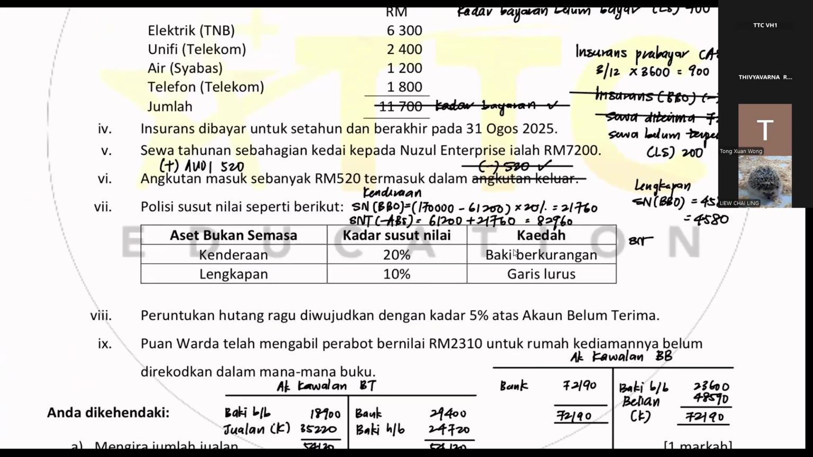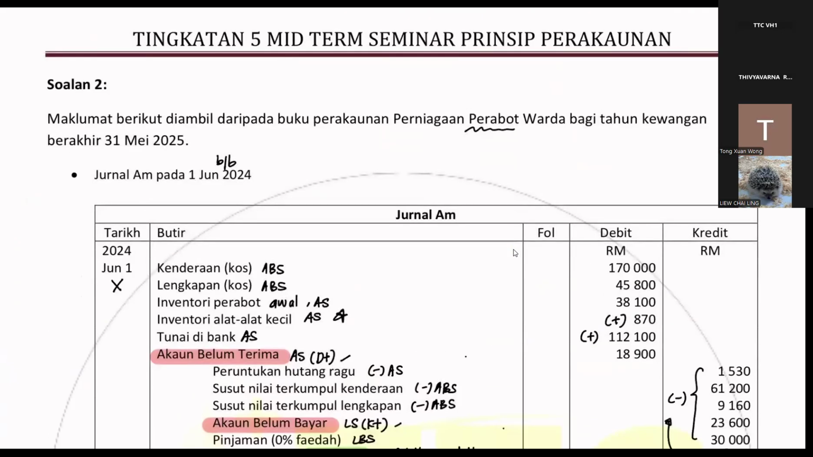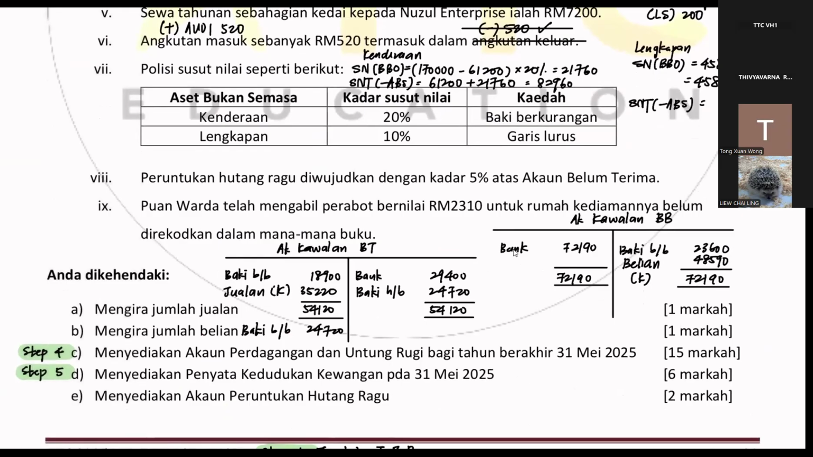Then continue SNT to minus ABS. We got SNT given in the question by the Baki BB here. It's here, 9,160. So take the Baki BB first. Add with this year's susut nilai 4,580. Then we will get 13,740.